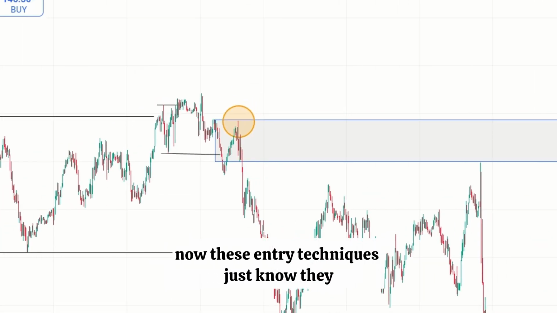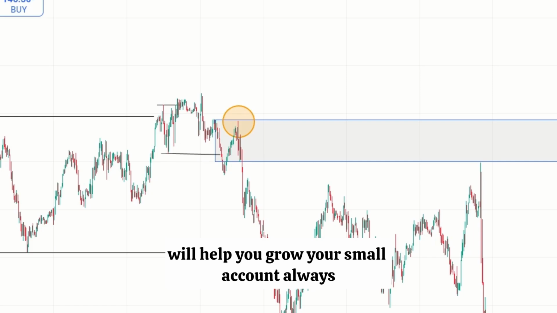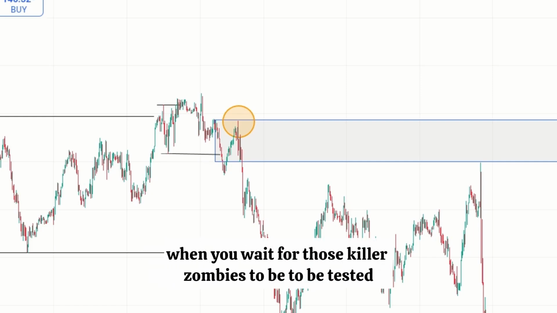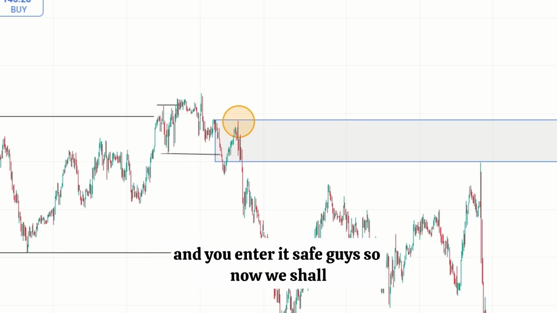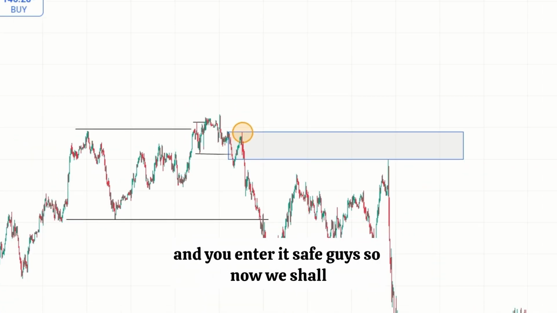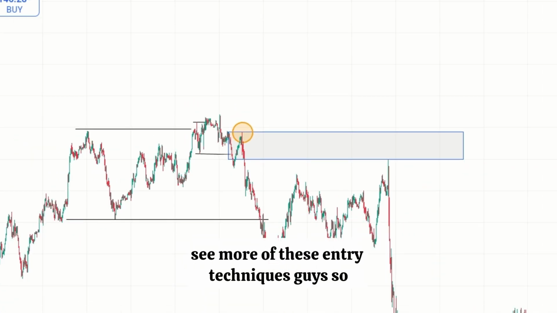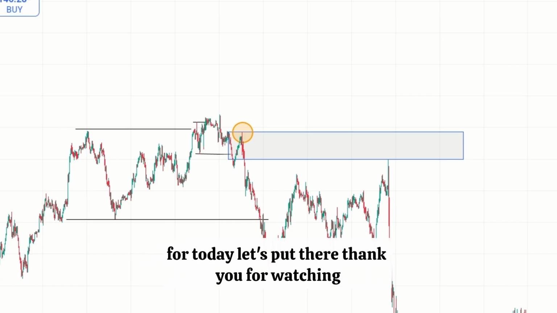So now these entry techniques, just know, they will help you grow your small account. Always wait for those killer zones to be tested, and then you enter the trade, guys. So now we shall see more of these entry techniques. So for today, let's stop there.